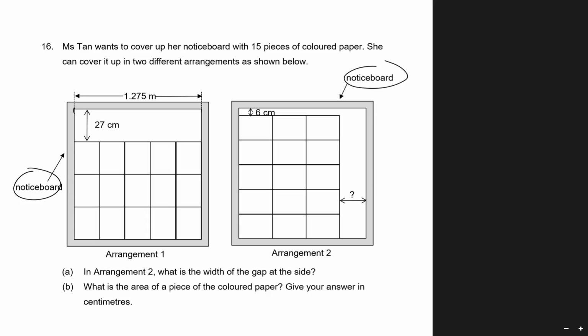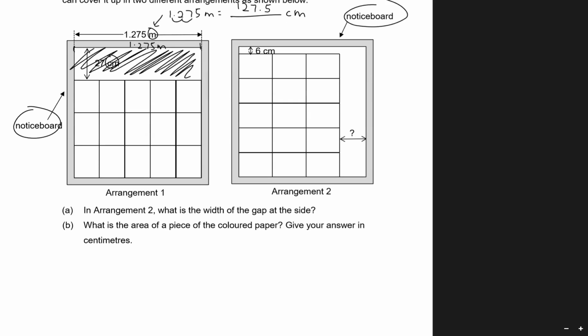Now this is the length, which is 1.275 meter. One is in meter and the other one is in centimeter, so it might be wise to change all into the same units first. Big to small, we have to times by 100, 127.5. Now let's find the area of the space that I shaded here.